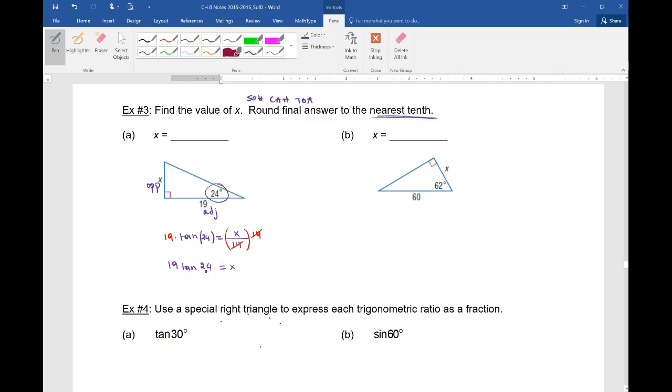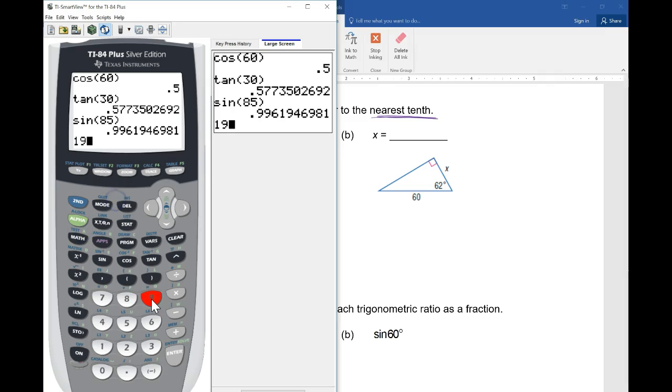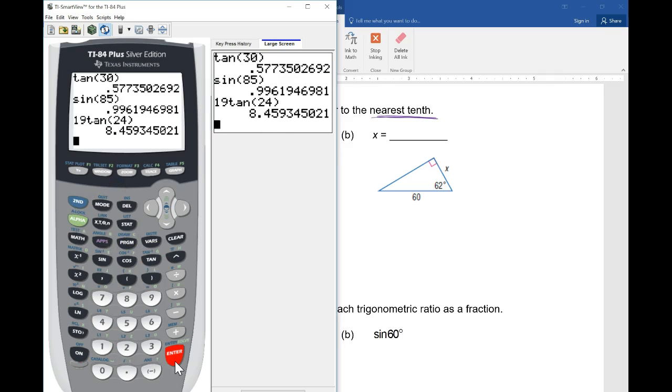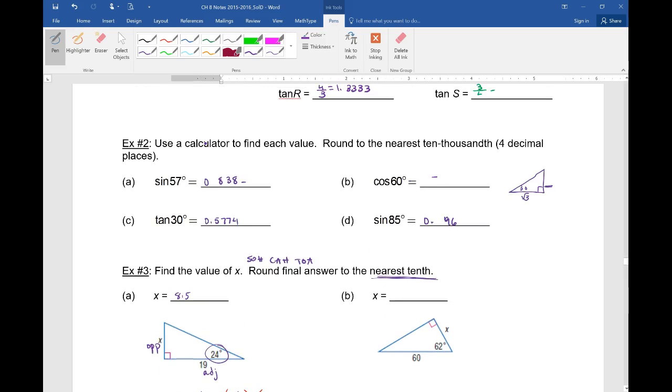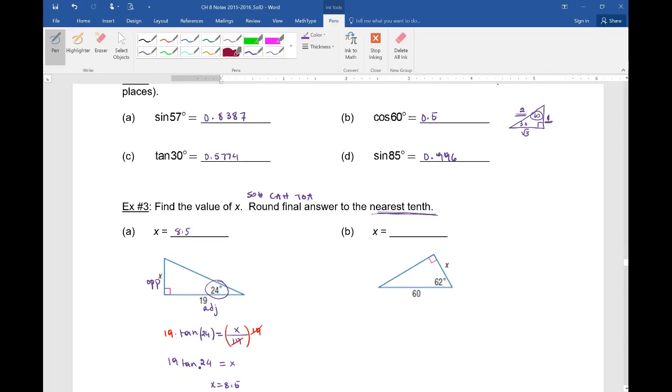Now, can we plug that into the calculator? We sure can. So you literally just say 19 tangent of 24, enter, and that's your answer. We're going to round to the nearest decimal tenth, so it's 8.5. Okay. Well, but there is a reason. What we were doing in example 2 is we were just finding straight out the sine of an angle or the cosine of an angle. For that, we round to 4 decimal places. Here, we're not just doing that as a random exercise. We're actually looking for a side, which is a physical quantity, right? So we go to 1 decimal place.